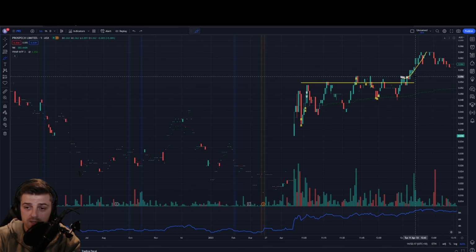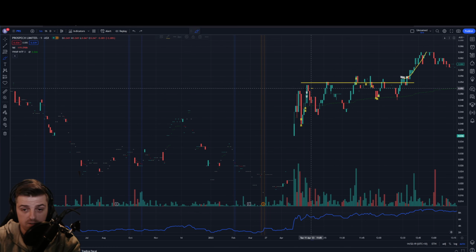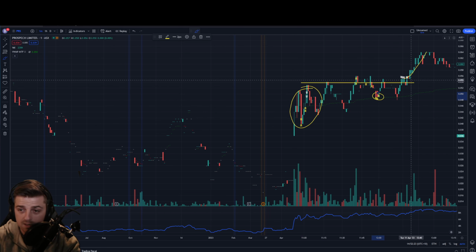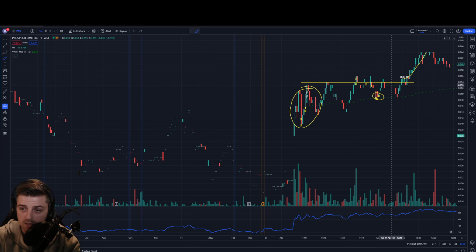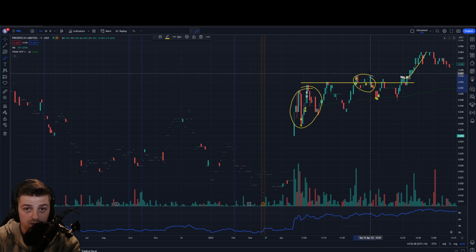It was still a really good day in terms of percentages, mostly because the morning session was fantastic, and only this half of the trade here ended up being profitable, whereas this was just kind of break even.